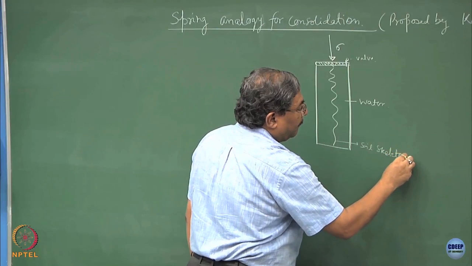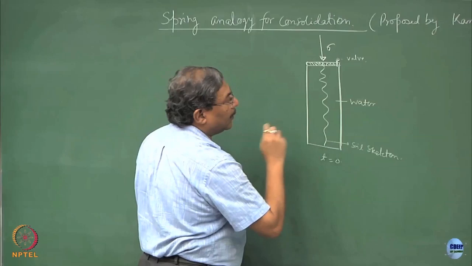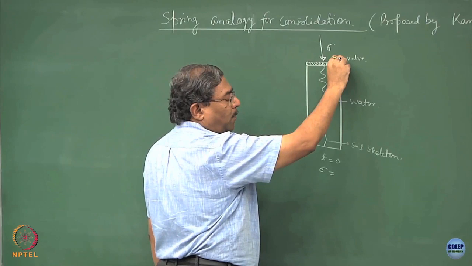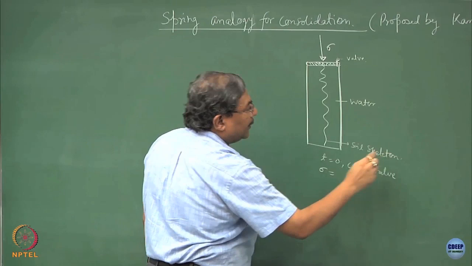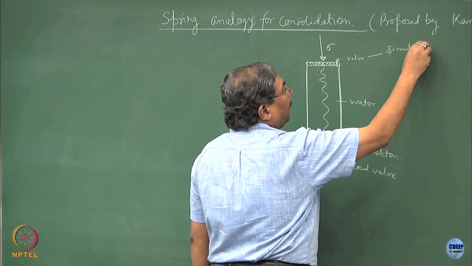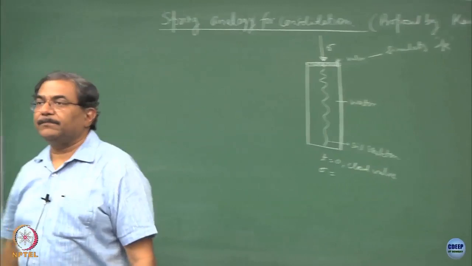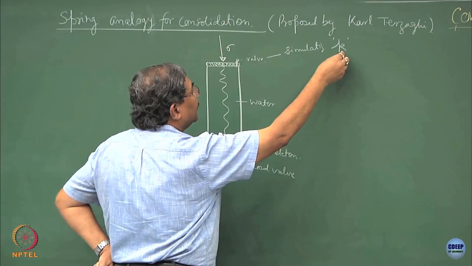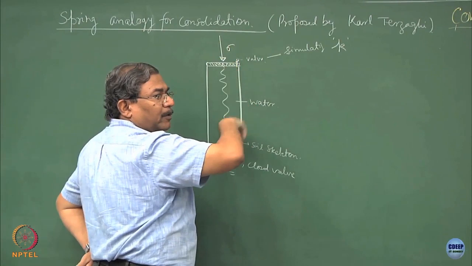Alright. So, at t equal to 0, I hope you can realize that if I keep this valve closed, and this valve actually is simulating the K, the hydraulic conductivity of the soil mass. So, for very low hydraulic conductivity materials like clays, the valve remains practically closed. The moment you apply stress, no pore pressure is going to get dissipated so soon because of the low hydraulic conductivities.